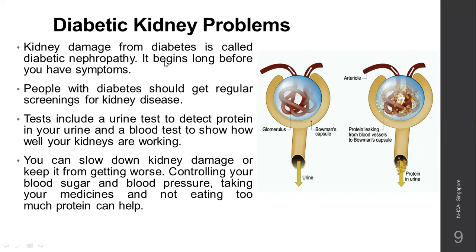You can slow down the kidney damage or keep it from getting worse by controlling your blood glucose level and blood pressure, taking medications on time, and not eating too much protein. Once the nephropathy has begun, you are not supposed to have too much protein. Your protein has to be controlled because too much protein can easily pass through your glomerular filters. It can cause more harm and be released through the urine. So you have to control your protein intake as well. Sugar intake and protein intake have to be controlled once you're diagnosed with diabetic nephropathy.